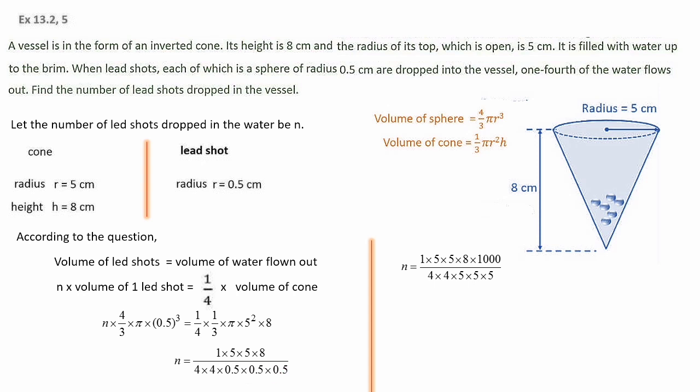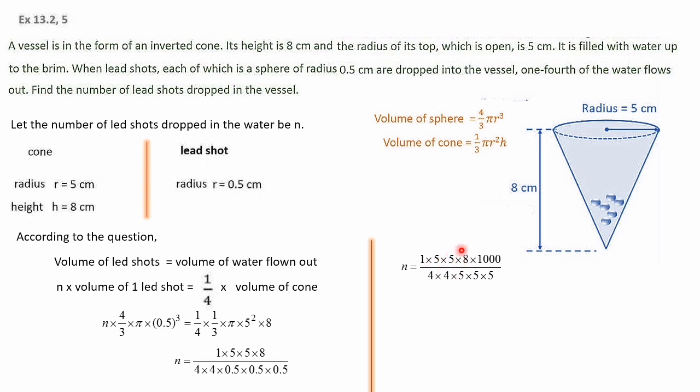So 3 digits means we have to multiply by 1000 in the numerator, then the decimal portion in the denominator will be removed. So 1 into 5 into 5 into 8 into 1000 divided by the denominator, which is 4 into 4, and this 3 will come as 5 into 5 into 5. Now here also I am not showing the cancellation, but I will explain it. You have to show it on the notebook.